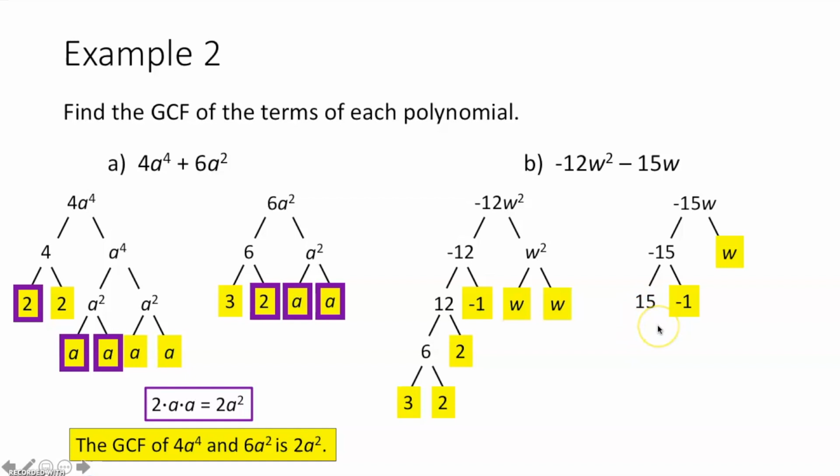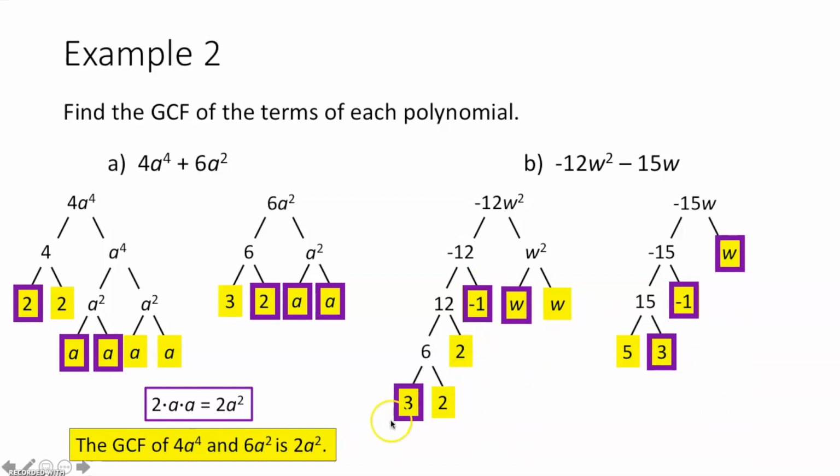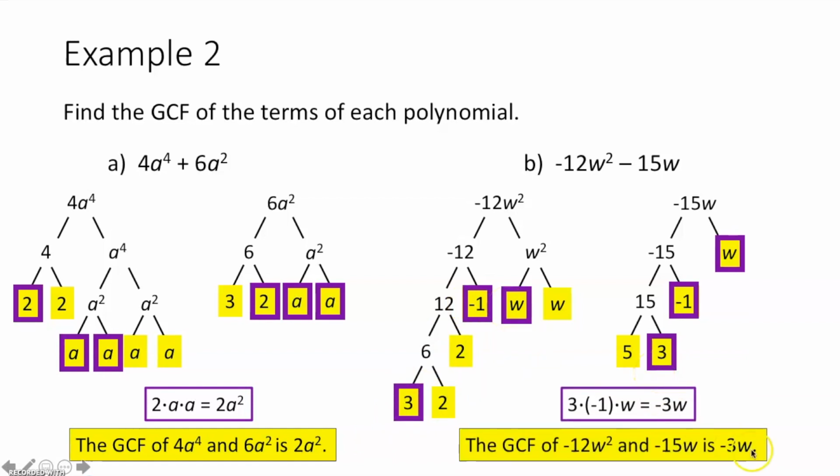What two numbers multiply together make 15? That would be 3 and 5. So we now have prime numbers all the way across the board here and here. That means that we can check for our greatest common factor. So what prime factors do they have in common? Well, they have a 3. They also have that negative 1 in common, which means the GCF is going to be negative, and they have a w in common. So to figure out the GCF, 3 times negative 1 times w gives you negative 3w. So that's going to be the greatest common factor between negative 12w squared and negative 15w.